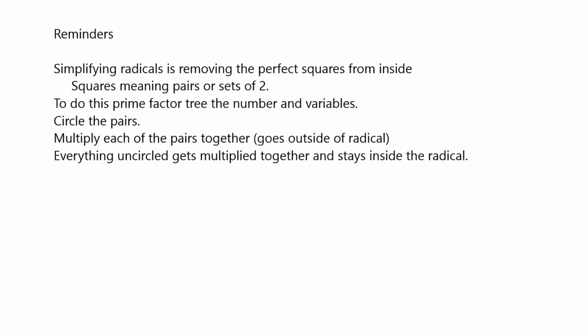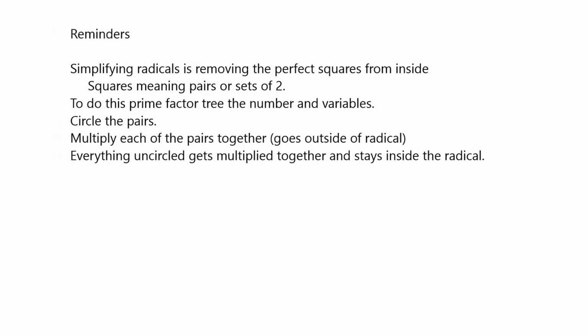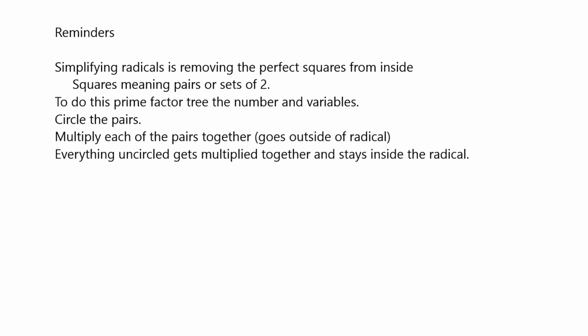Just a couple of reminders here. Simplifying radicals is removing the perfect squares from inside. Squares means pairs or sets of 2. To do this, prime factor tree the number and variables inside of the radical, circle the pairs, and multiply each pair together. This goes outside of the radical, and then everything uncircled gets multiplied together and stays inside of the radical.